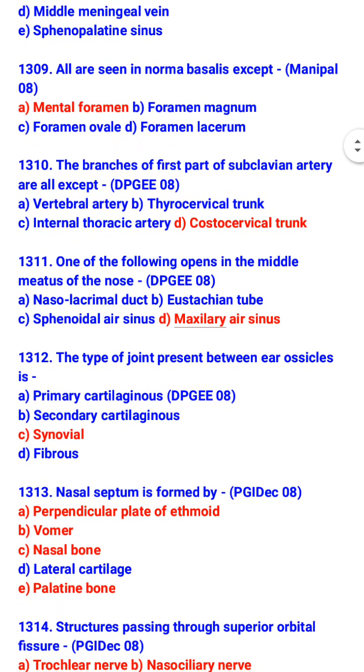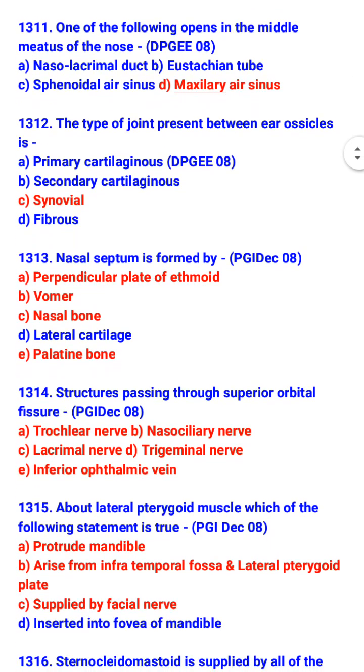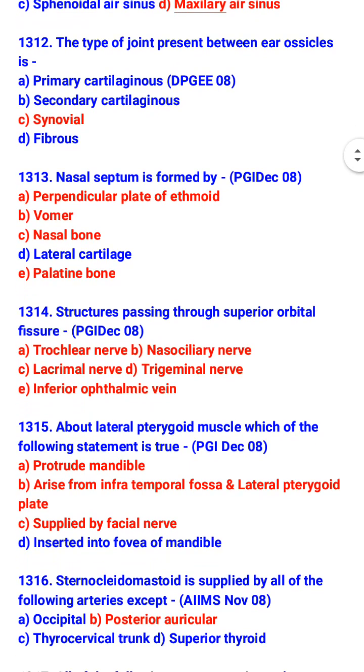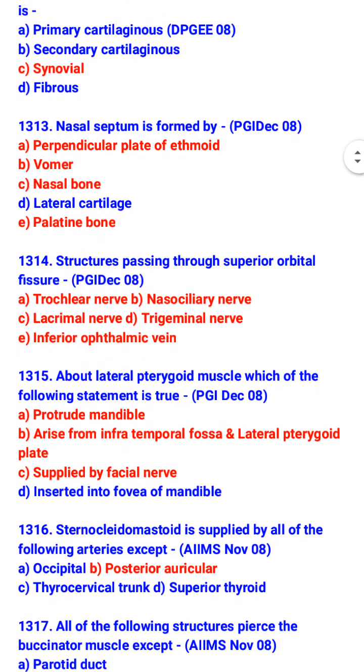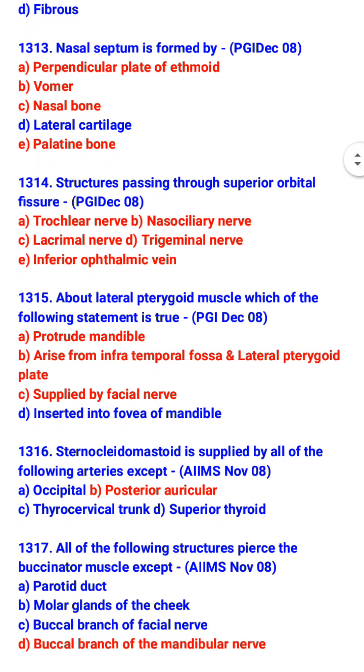One of the following opens in the middle meatus of the nose: maxillary air sinus. The type of joint present between ear ossicles is synovial. Nasal septum is formed by perpendicular plate of ethmoid, vomer, nasal bone, and palatine bone. Structures passing through superior orbital fissure are trochlear nerve, nasociliary nerve, lacrimal nerve, trigeminal nerve, and inferior ophthalmic vein.